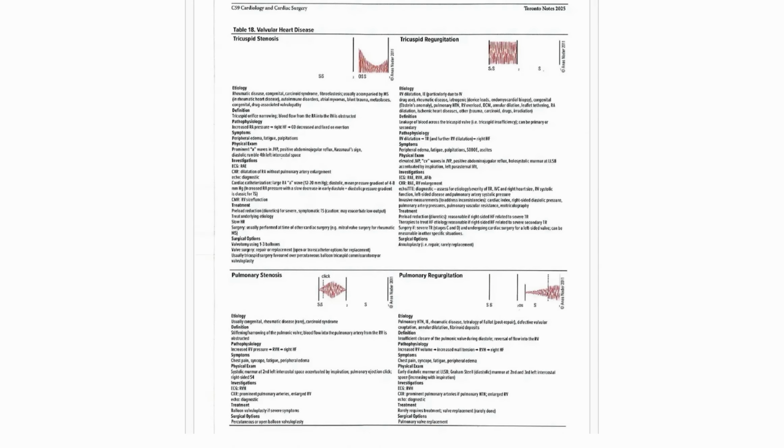Tricuspid stenosis. Let's begin with tricuspid stenosis. As shown in Table 18, tricuspid stenosis is an uncommon valvular lesion, most commonly caused by rheumatic heart disease. Other causes include congenital abnormalities, carcinoid syndrome, fibroelastosis, autoimmune disorders, atrial myxomas, blunt trauma, metastatic diseases, and drug-associated valvulopathy. In rheumatic disease, it is frequently associated with mitral stenosis.